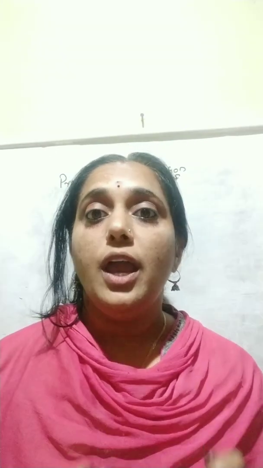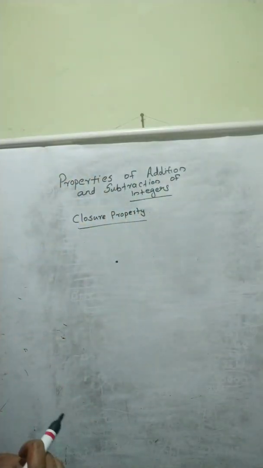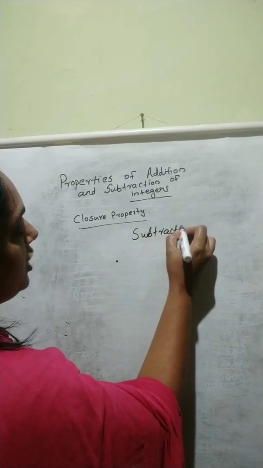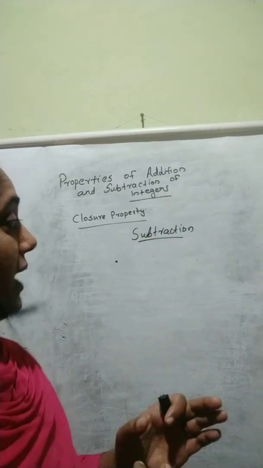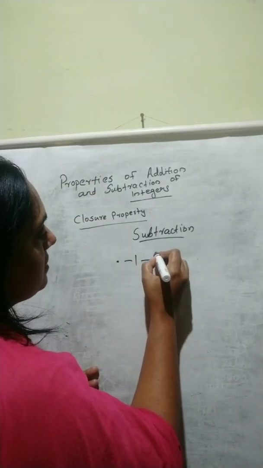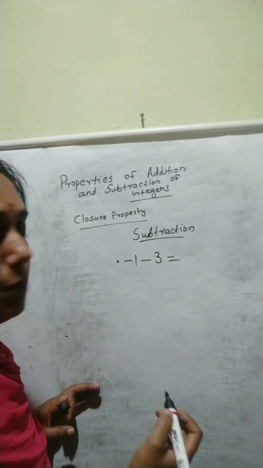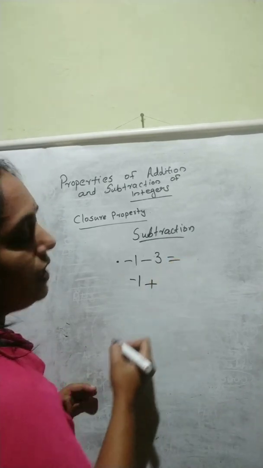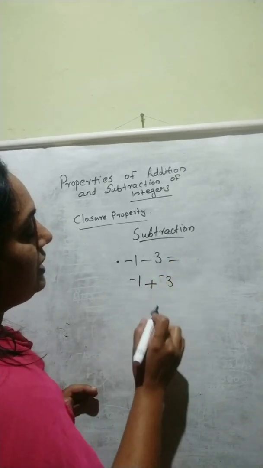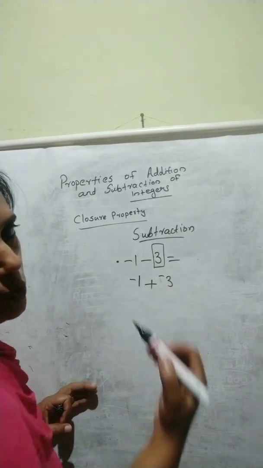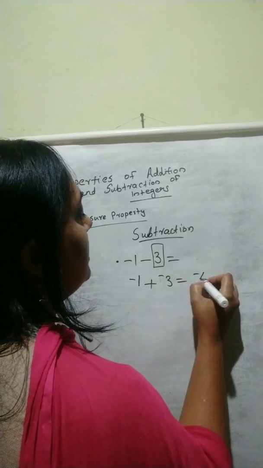Now we have studied about the addition of closure properties. Then here subtraction. What about subtraction? Now we can subtract two integers. That one is -1 minus 3. That is, how can we subtract? Here -1 plus the additive inverse of 3. That is -3. We have to take the additive inverse of this number and we have to add it. That is equal to -4.